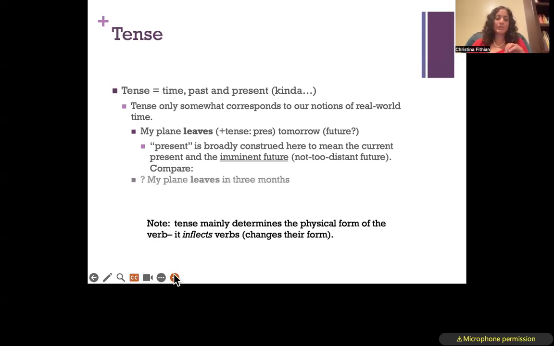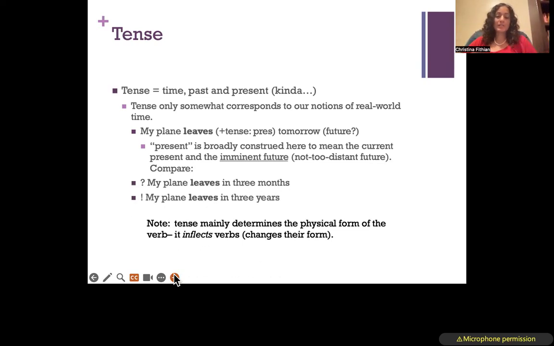Now, let's compare this to my plane leaves in 3 months. Now, I asked a group of students at Cal State San Marcos, hey, does this sentence sound okay to you? And about half of them said, yeah, it sounds fine. That's no problem. And about the other half of them were like, no, that doesn't quite sound right. Everybody could say my plane leaves tomorrow. That's all right. But we had a little bit more question marks when it came to my plane leaves in 3 months.